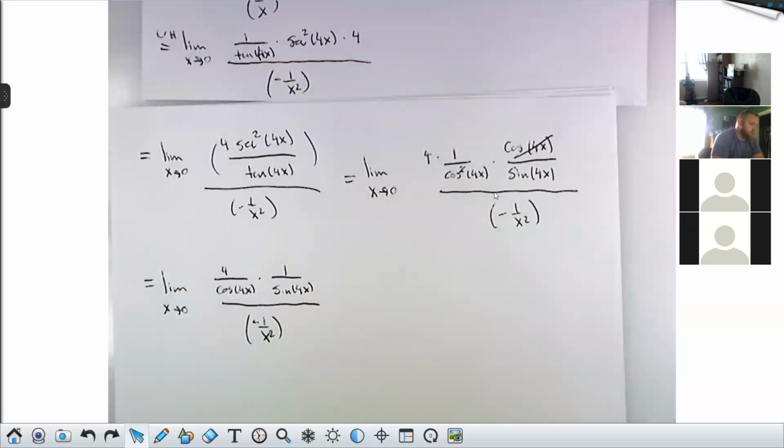Well, can't you move the x² up? Yes. Sorry, I want to get some water. Yes, you can. The x² can come upstairs.